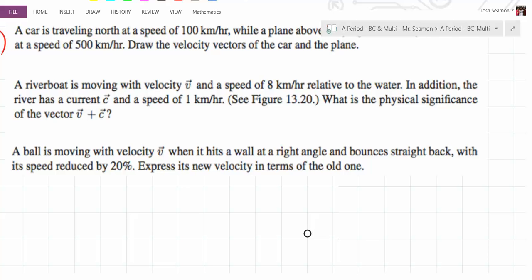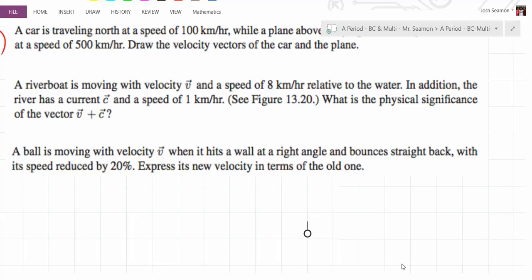If the boat and the current are going in the same direction. If they're not going in the same direction, it's not going to be 9 kilometers an hour. What's the minimum speed it could be going? 7. It could be going exactly against it. So all you know, given this information, is that with respect to land, the boat is moving somewhere between 7 and 9 kilometers an hour.